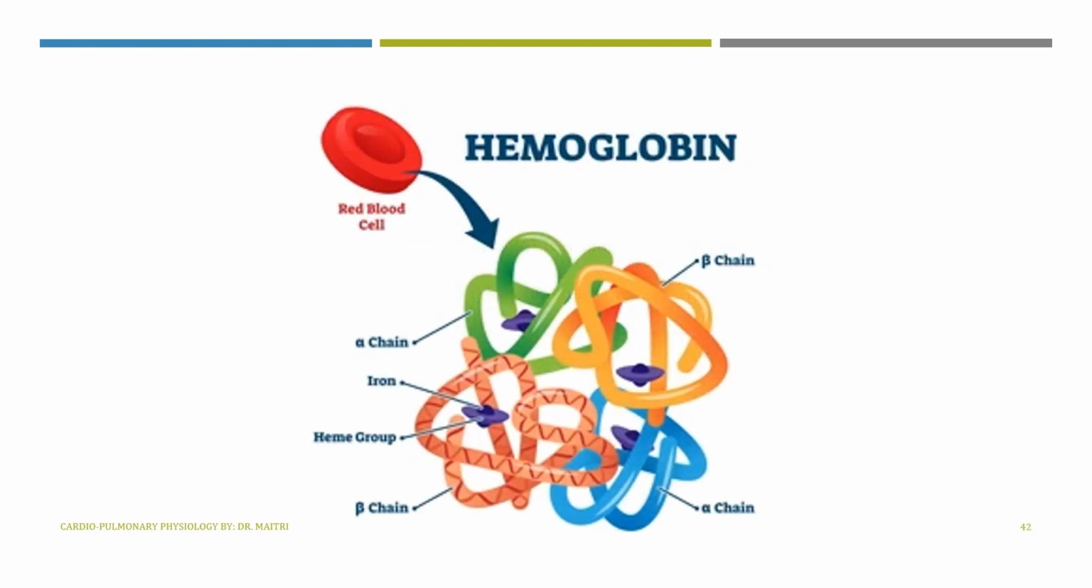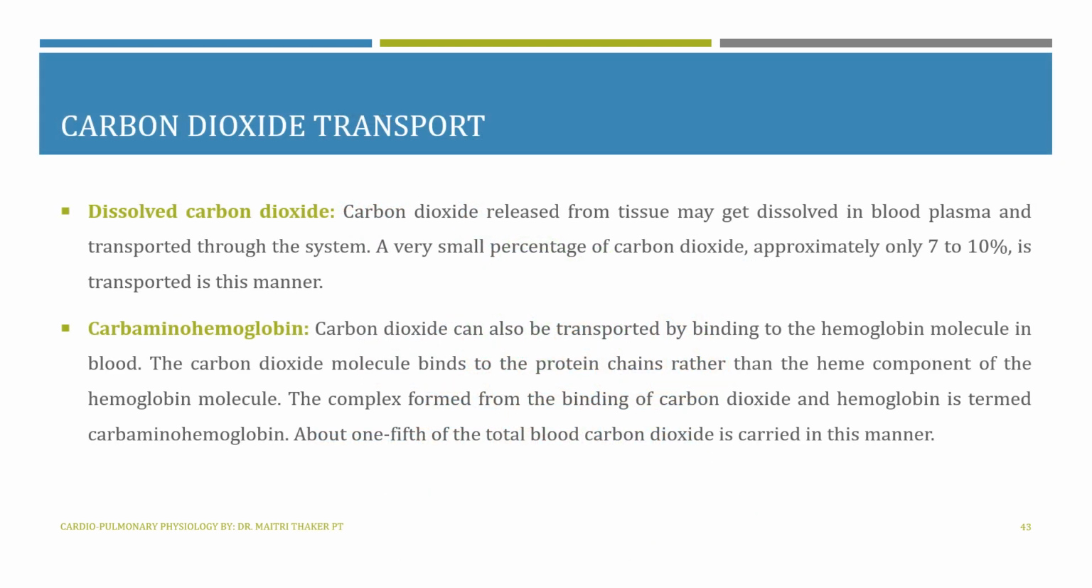So this is the molecule of hemoglobin. It has 4 chains, 2 alpha chains, 2 beta chains, and 4 heme groups. These purple ones are heme groups. Oxygen gets connected to these heme groups. One molecule of hemoglobin can contain 4 molecules of oxygen. Once hemoglobin binds to oxygen, it is known as oxyhemoglobin. Via this oxyhemoglobin, oxygen gets transported to the tissue.